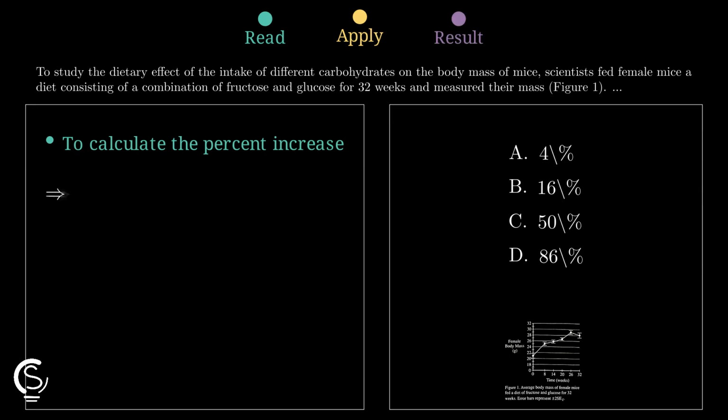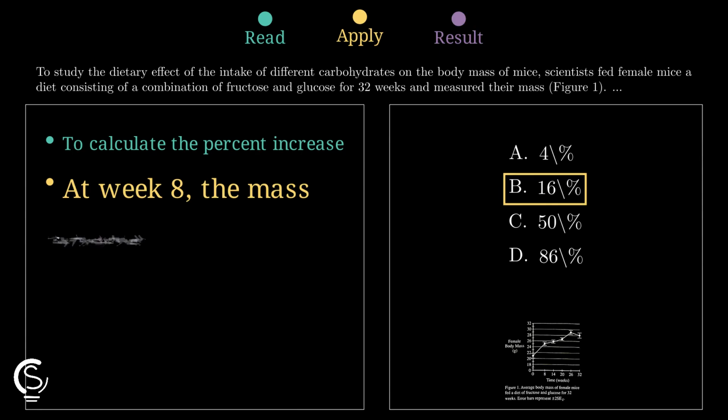At week 26, read the later mass, subtract the week 8 mass, compare the change to week 8, and the closest percent is option B.